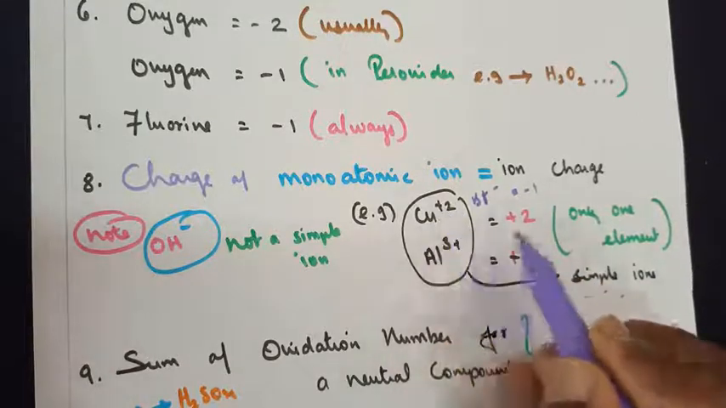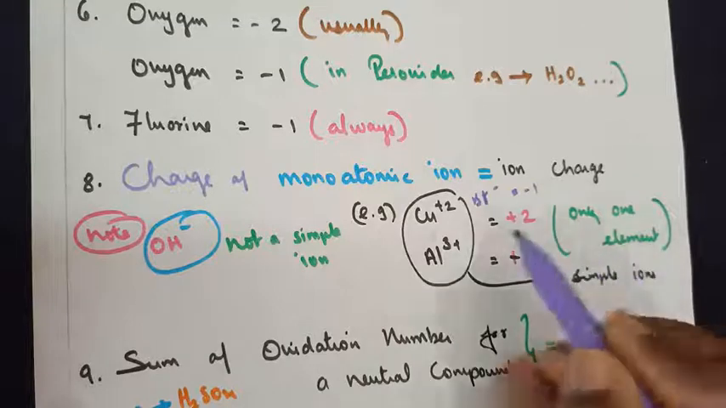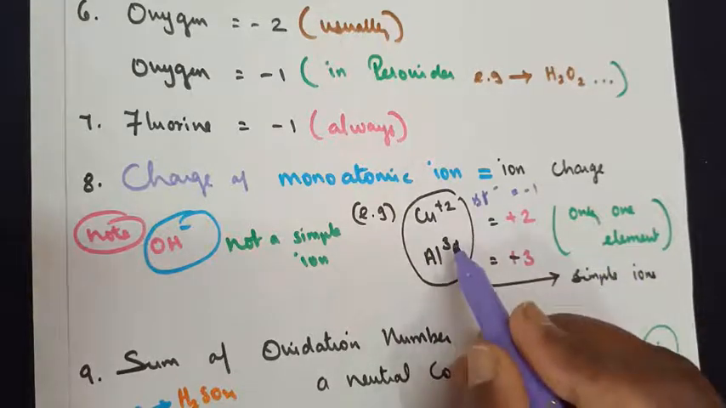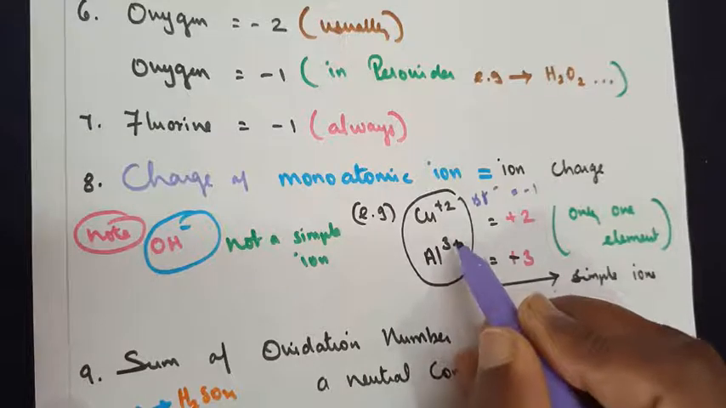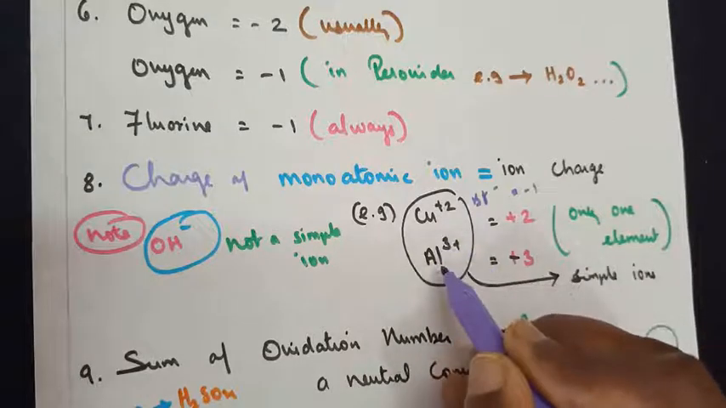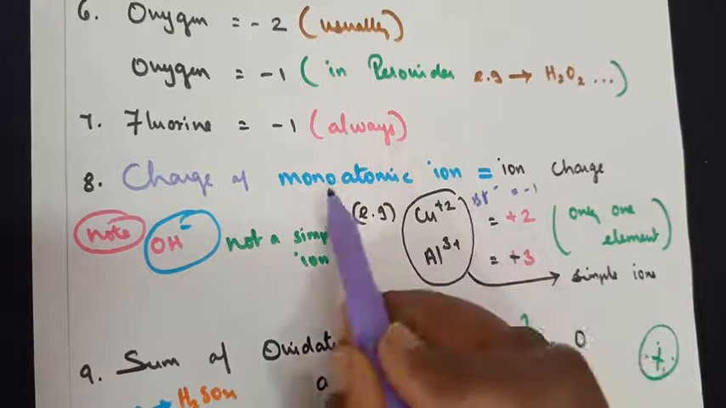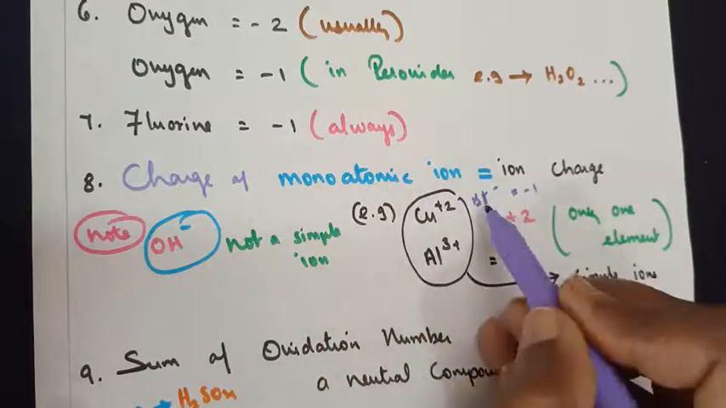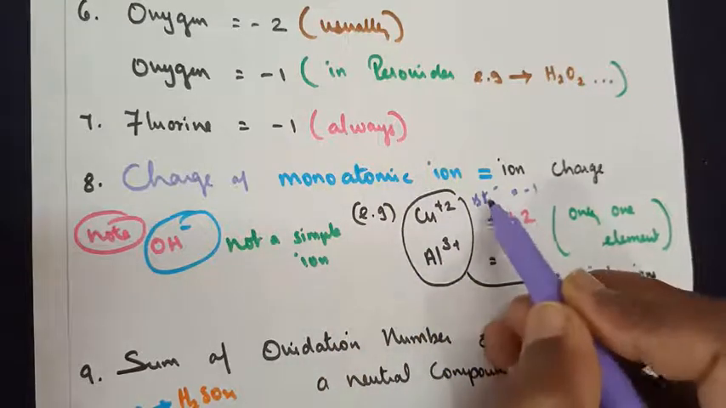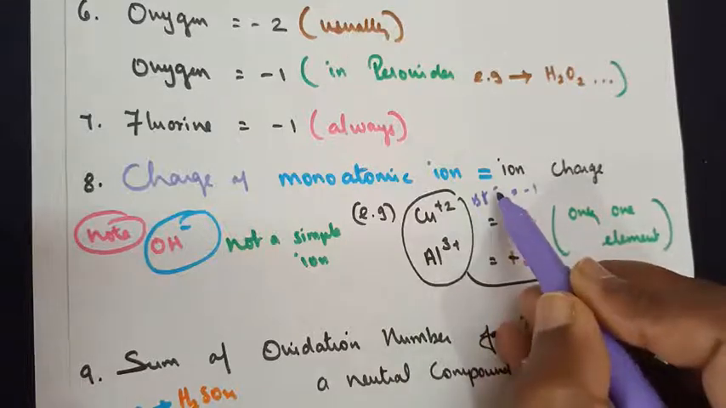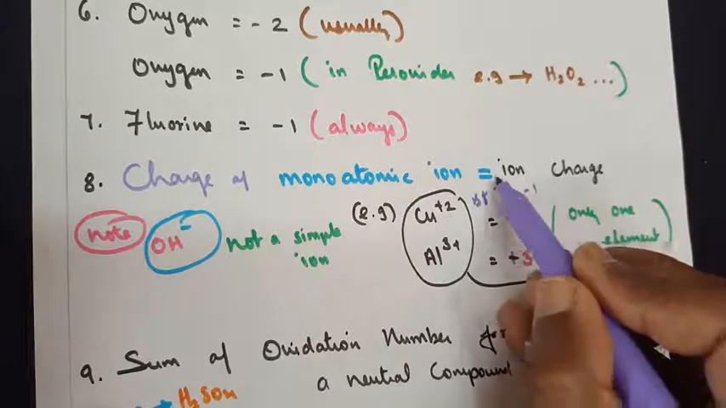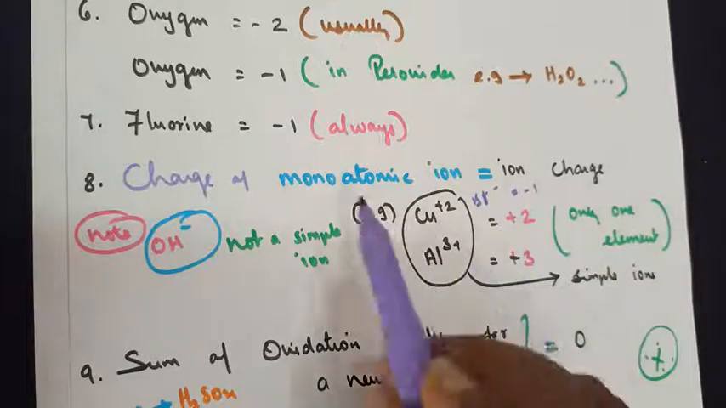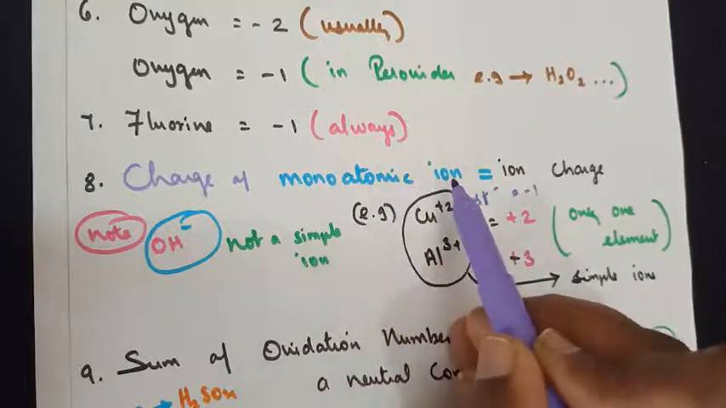Now Cu2+ is made up of only one type of element, copper. Al3+ has a charge of +3; it's a positive ion made up of only aluminium. So this is the meaning of monoatomic ion. Look at the example of Br−, that's a bromide ion. The charge is -1 here. So here again it's made up of only bromide ion. That's the meaning of monoatomic ion.